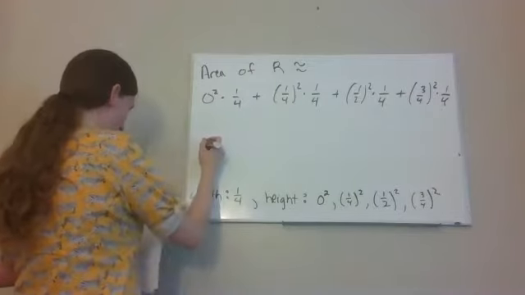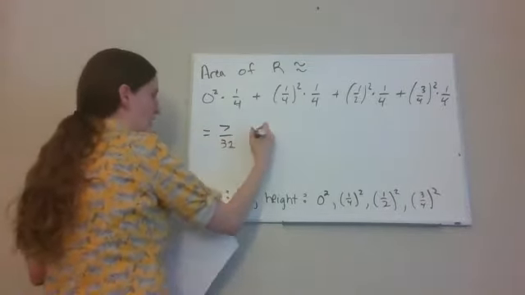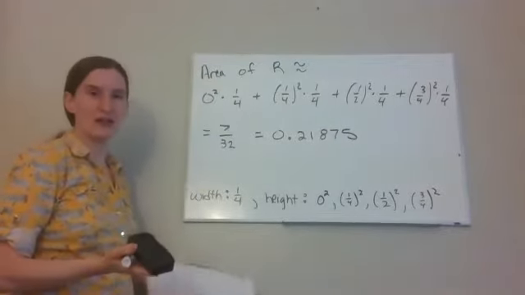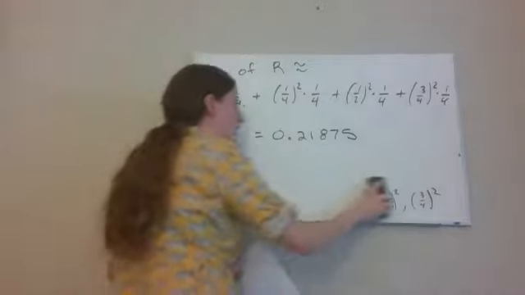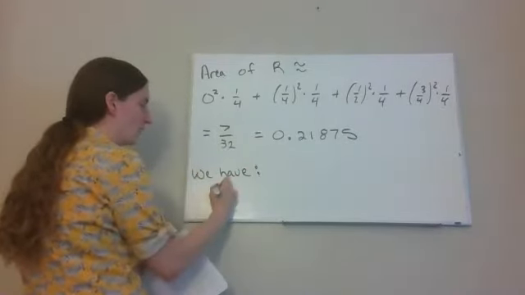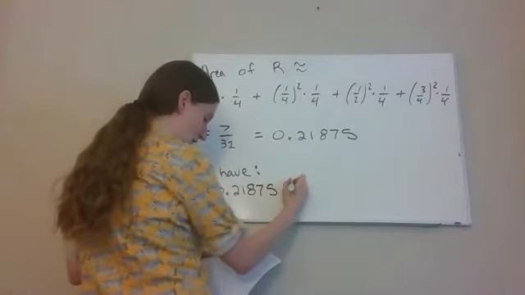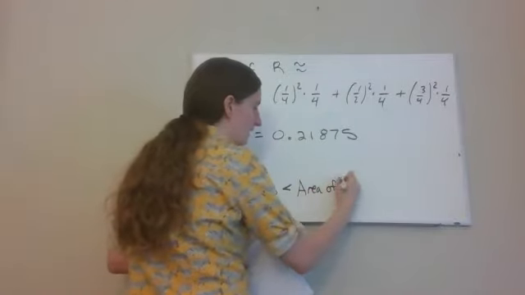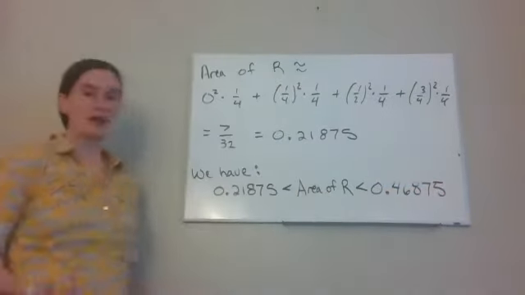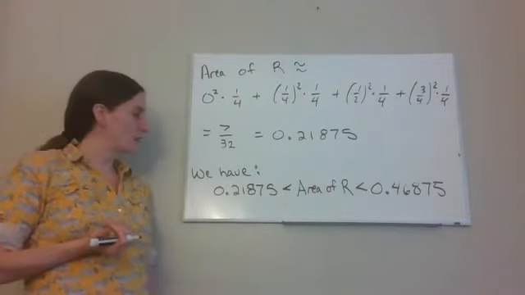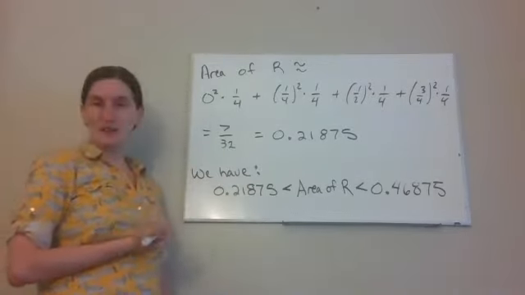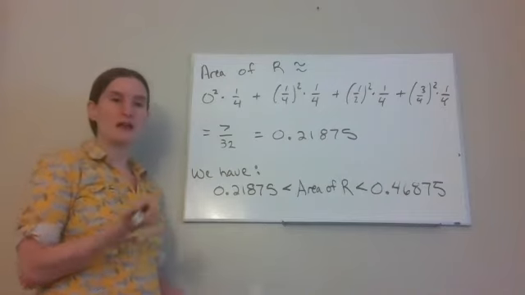And when I evaluate all those fractions, I get 7/32, which is, in decimal form, 0.21875. But remember, this was an underestimation of the area of R. We had an overestimation earlier. Using those 2 estimations, I know that the area of my region is something in between those 2 values. So I know that the area underneath that curve between 0 and 1 is somewhere in between 0.21875 and 0.46875. That's a much better estimation than just knowing it's between 0 and 1. I've narrowed down my choices.